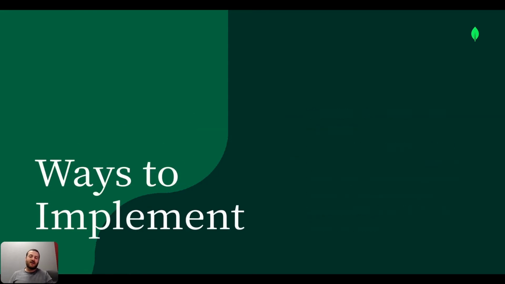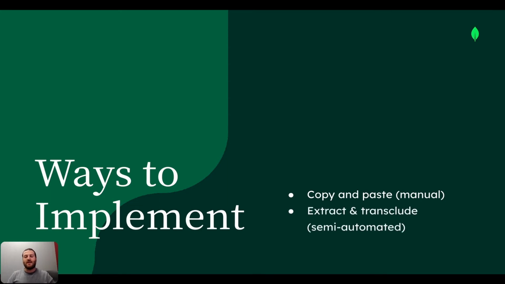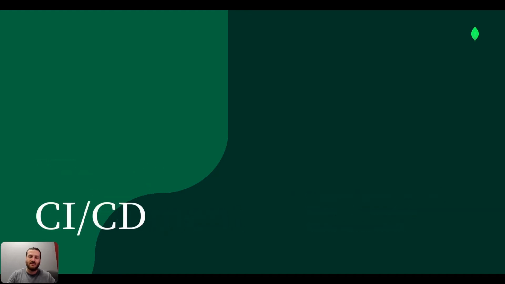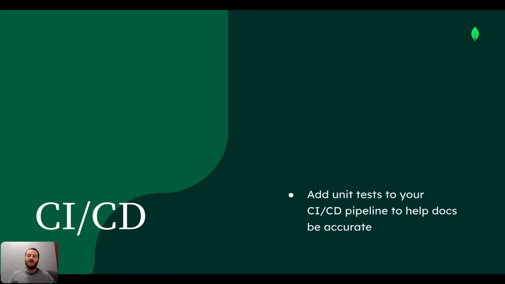We also talked about a couple of different ways to implement unit-tested code examples. First, the fairly simple and straightforward copy and paste implementation. And then the extract and transclude implementation using Bluehawk. And we wrapped it up talking about how we can use unit tests, the ones that we've already written, within our CI/CD pipeline, to help our docs be more accurate.